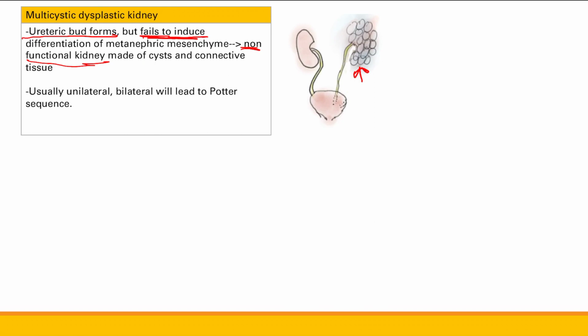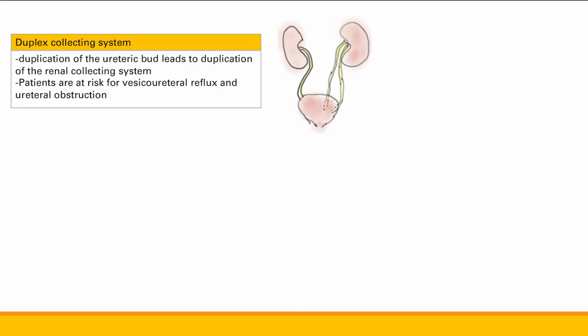We have a multicystic dysplastic kidney arising from failure of the ureteric bud to do work on the metanephric mesenchyme. Again, this is usually unilateral, but if it is bilateral, these kidneys don't work at all, so you're going to get the Potter sequence. So now, next problem here is the duplex collecting system.